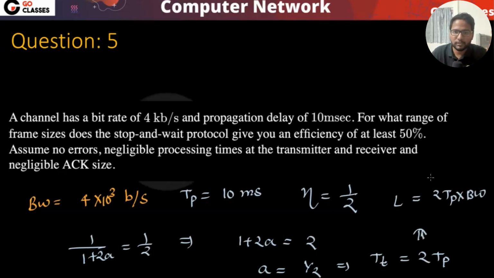So what should be the length? This is 20 milliseconds. But if you multiply by 10 to the power minus 3, it will be in seconds. And bandwidth is 4. I think this will be 80 bits. Okay, so it should be 80 bits.